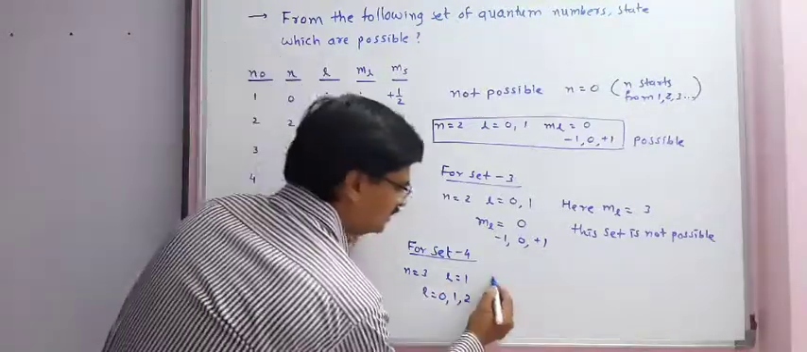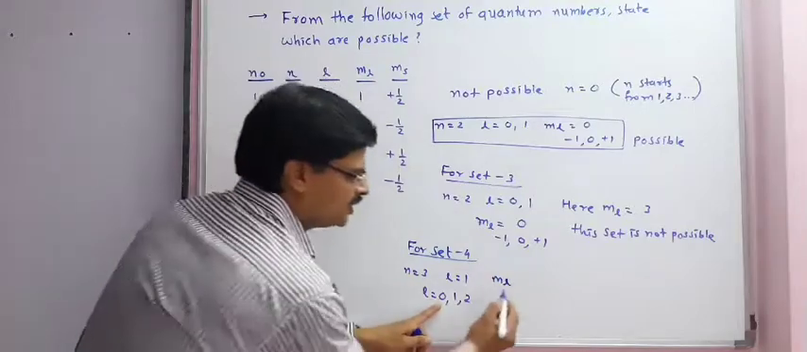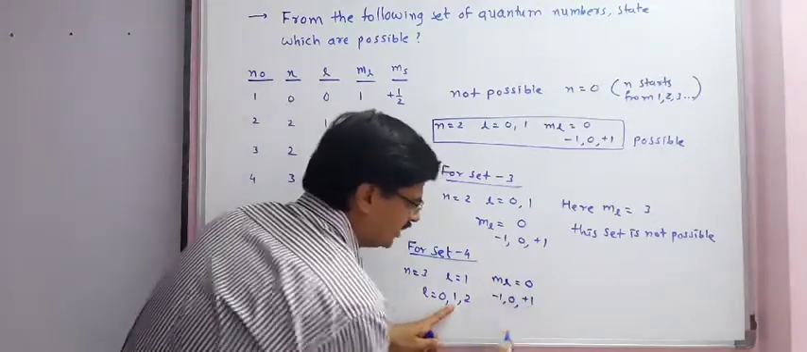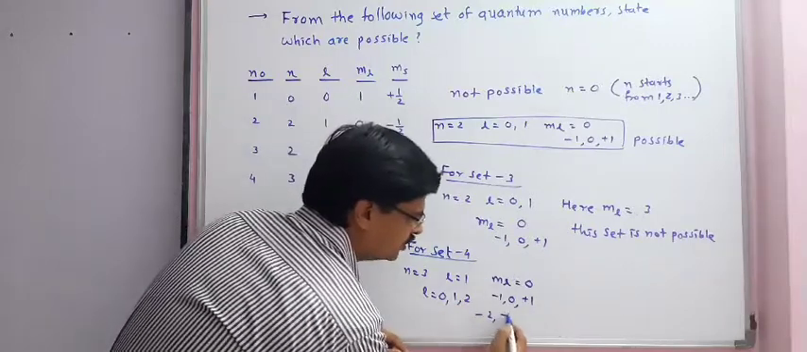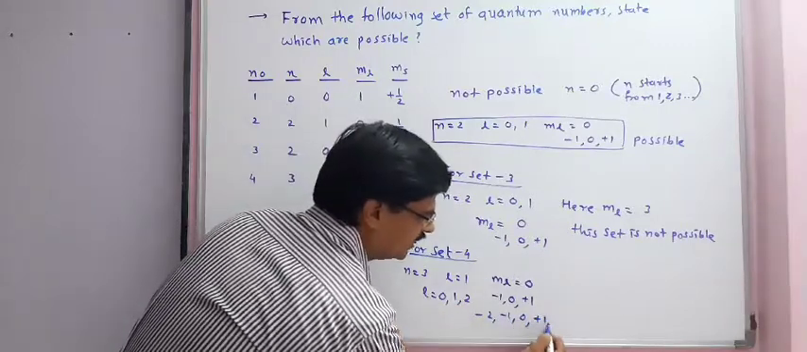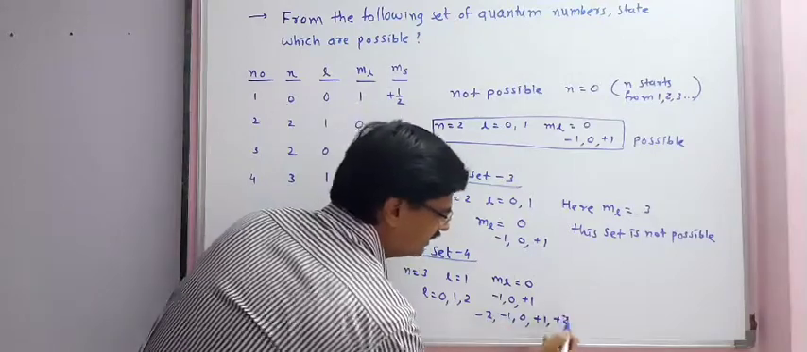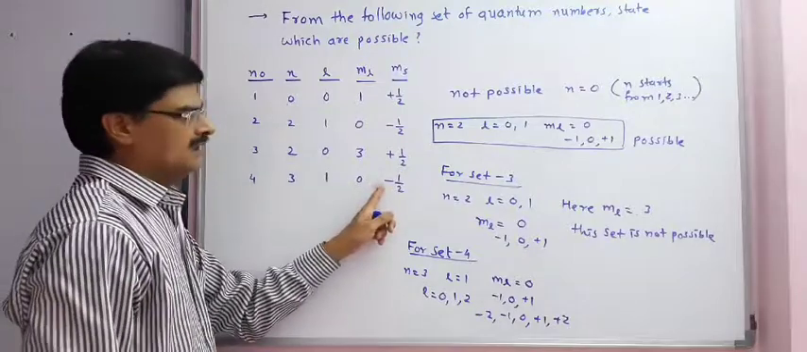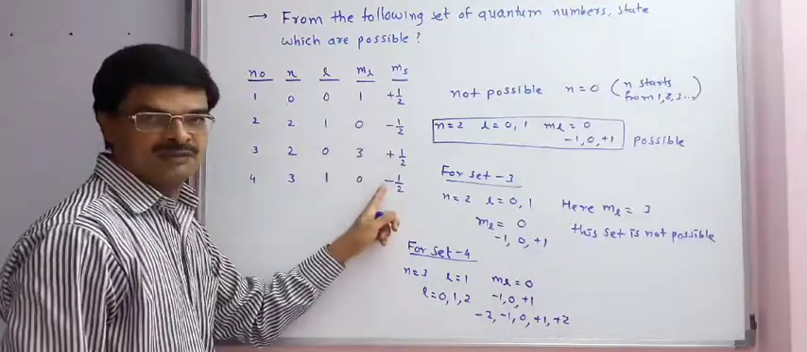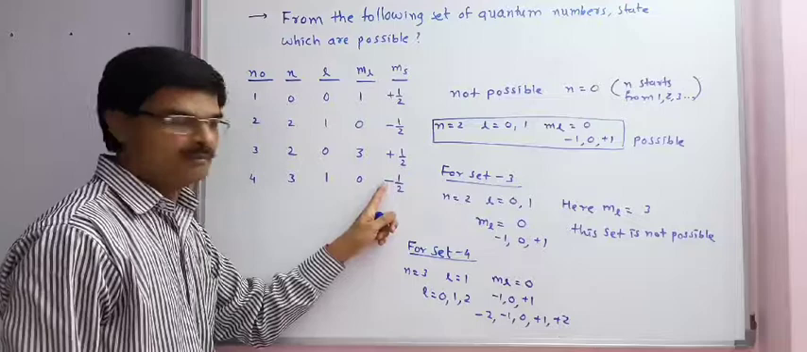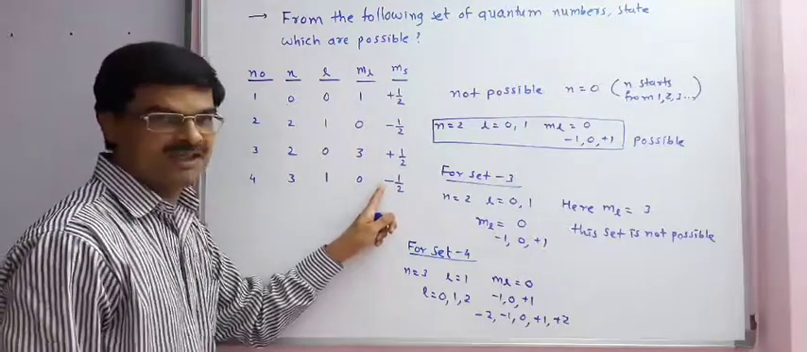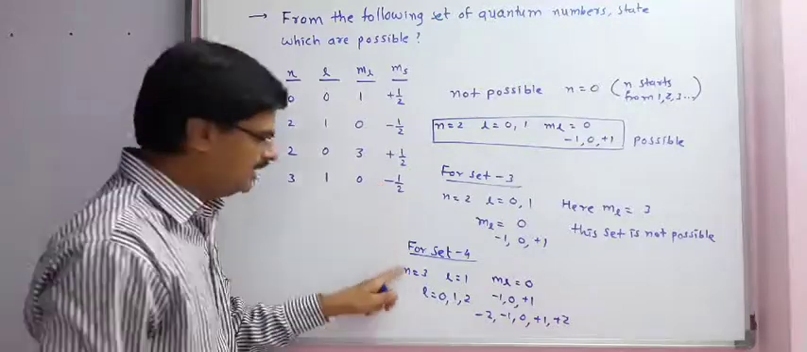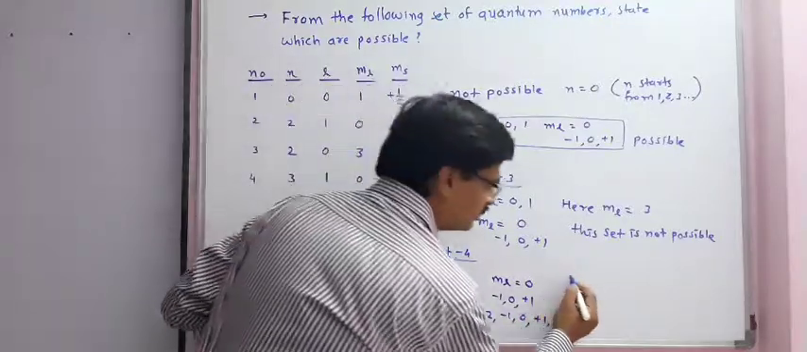Now the ml value. The ml value for 0 will be 0. For 1 it is minus 1, 0 and plus 1. And for 2 it is minus 2, minus 1, 0, plus 1 and plus 2. Since here it is given ml value is 0, and also the ms value is given as minus 1 half. The spin quantum number of an electron may be minus 1 half or plus 1 half. Means we can say set 4 is also possible.